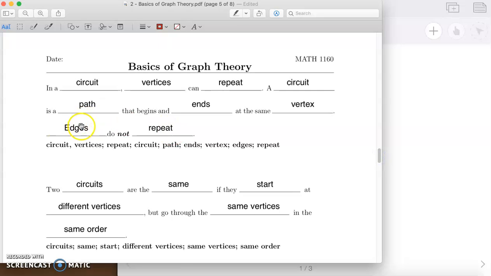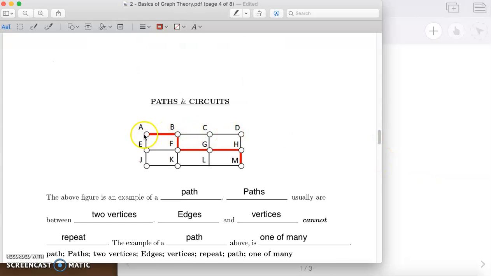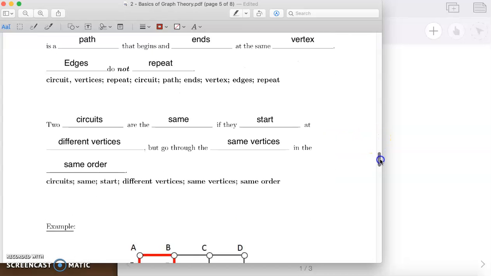Note, edges do not repeat. So you can't go A to E to F to K, back up to F. You cannot repeat the edges.